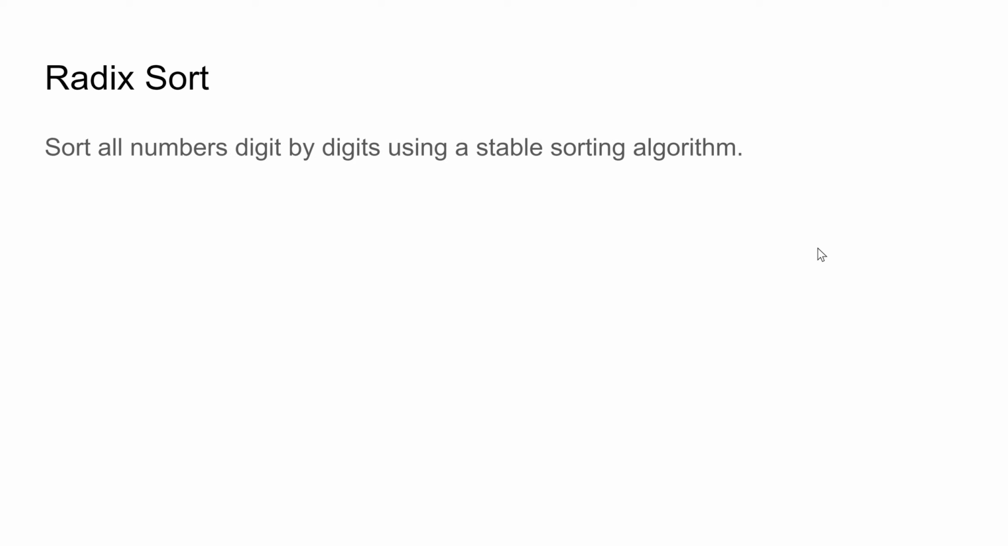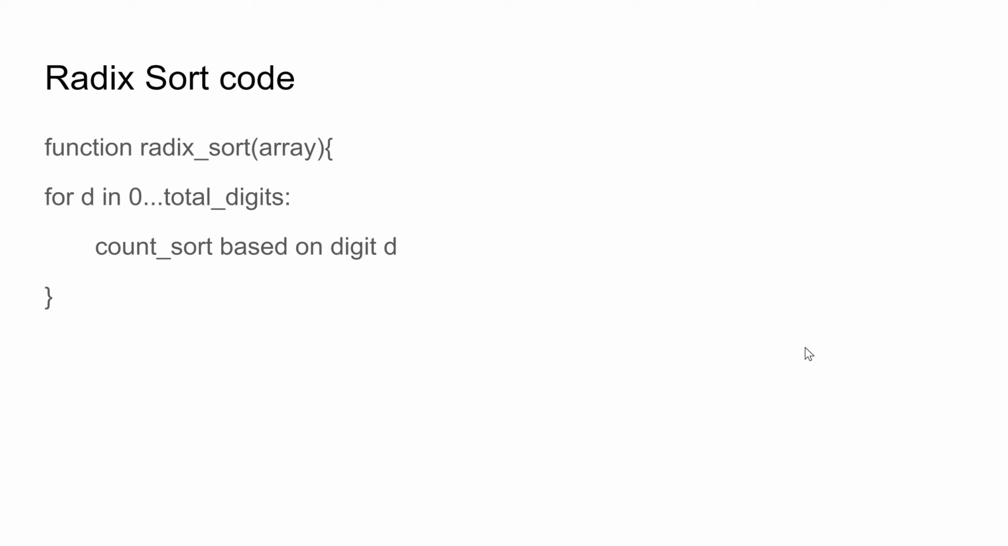Radix sort. Sort all numbers digit by digit using a stable sorting algorithm. Radix sort code: function radix sort, array. For d in 0 up until all the digits, count sort based on digit d.